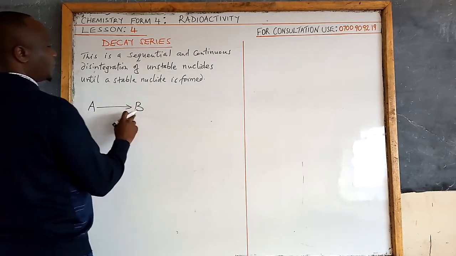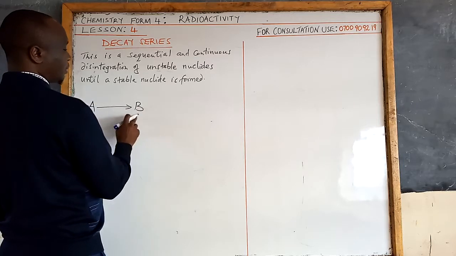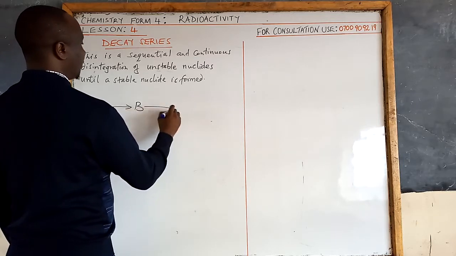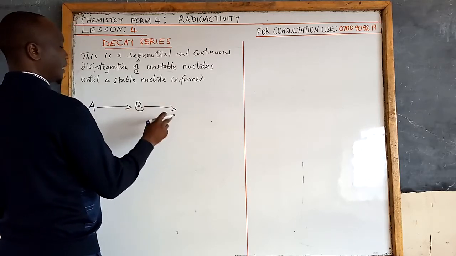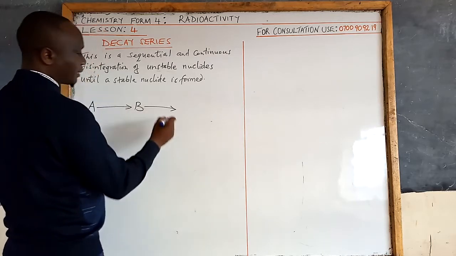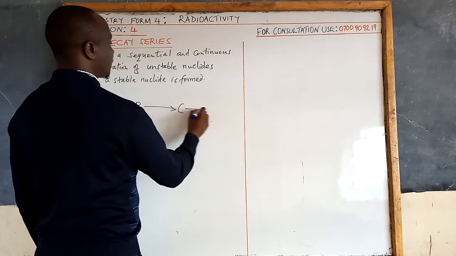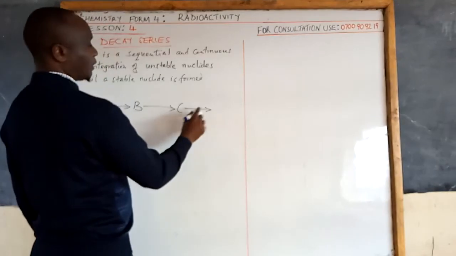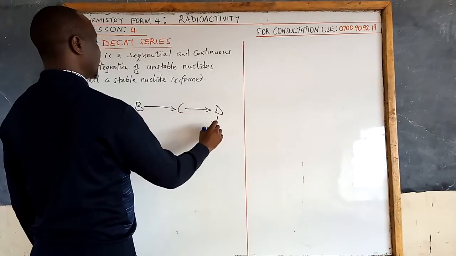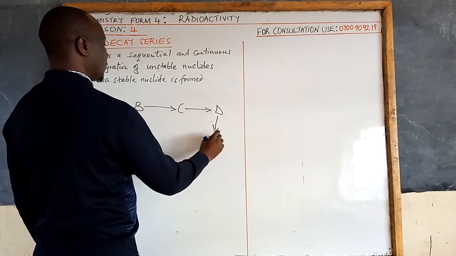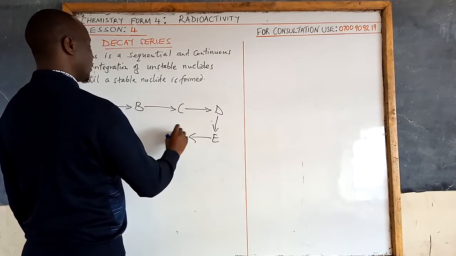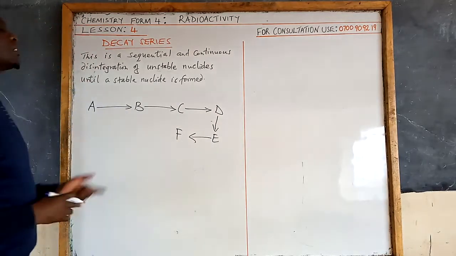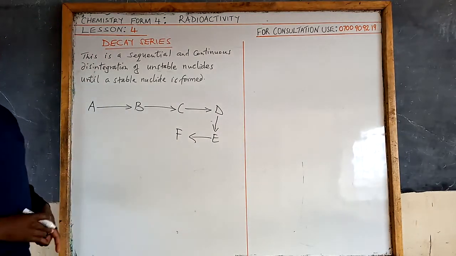Nuclide A forms nuclide B. And if B formed is not stable, it will also emit some particles and energy. It will undergo disintegration to form C. If C is not stable, it will undergo disintegration to form D. If D is not stable, it will form E. If E is not stable, it will continue like that. So this process is continuous until a stable nuclide is formed.